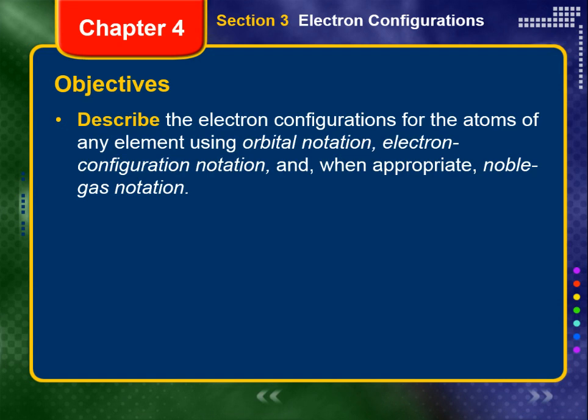Right now, I hope that you can describe the electron configurations for the atoms of any element using orbital notation, electron configuration notation, and, when appropriate, noble gas notation.